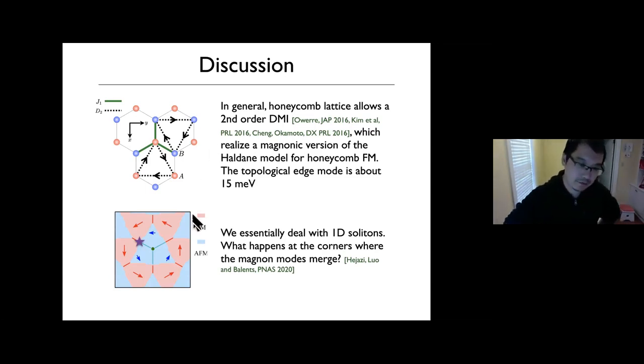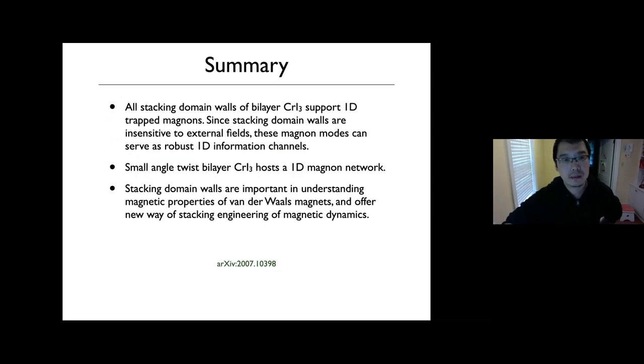The next question is that, because we were really just using a one-dimensional model to try to understand this Moiré physics, you could very well ask what happens at this position where I use a star to indicate where all the magnon modes merge together. I think in this case a momentum-based approach is more appropriate, and particularly recently, Valla and collaborators have calculated the magnon spectrum for the entire Moiré lattice. I think that would be a more appropriate approach if you want to understand the entire structure of the Moiré magnons.